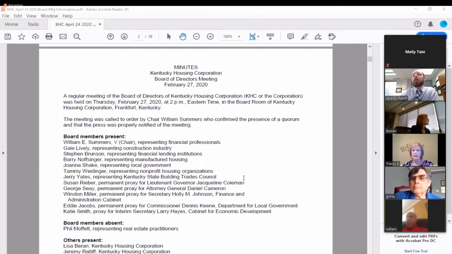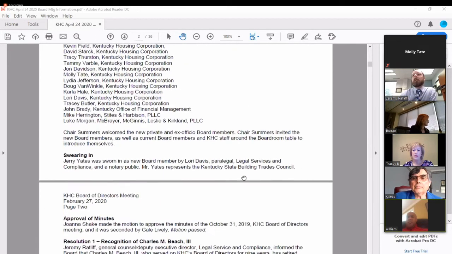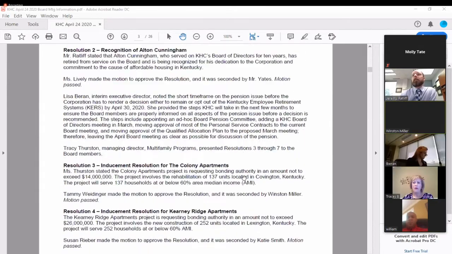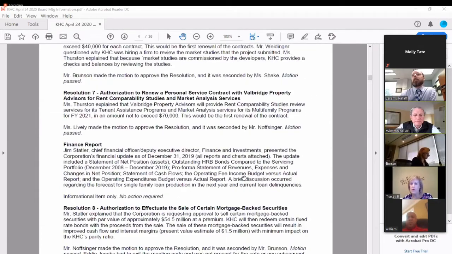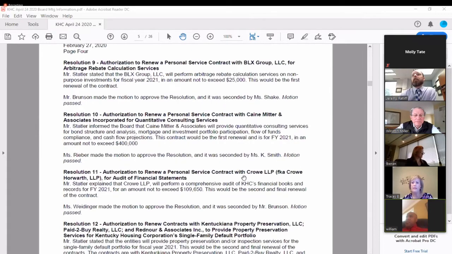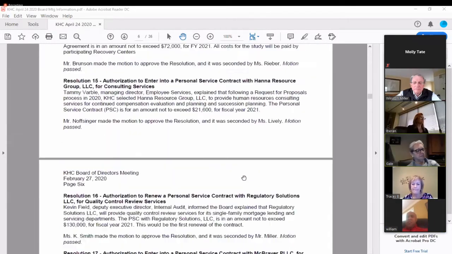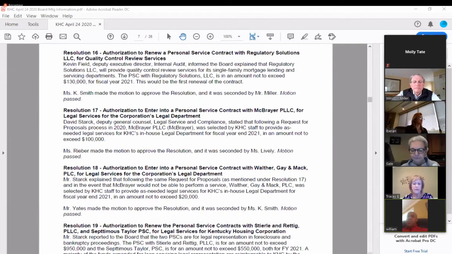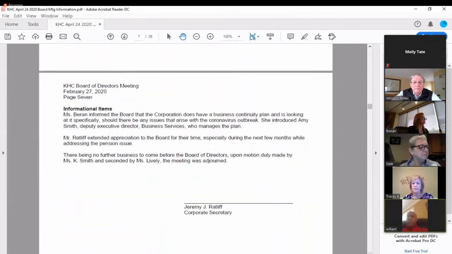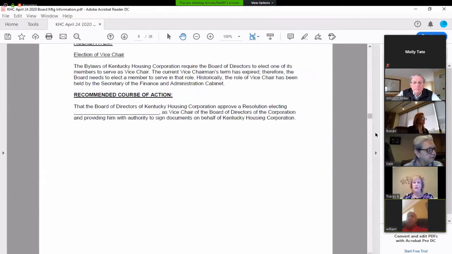If there is nothing that needs to be changed, is there a motion to approve? So moved. So moved by, is there a second? Winston, Joe, second. Moffett seconds. Thank you. Any other discussion? All in favor?